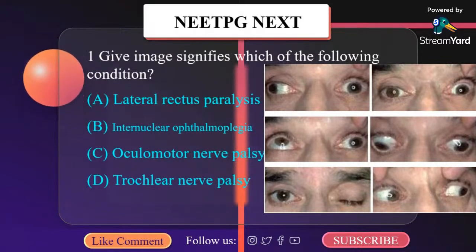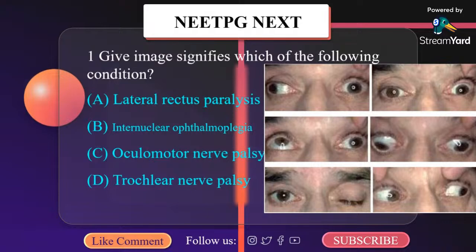If you know the facts, you can easily answer the fact-based questions. And if you are well versed with the clinical case scenarios, it will be very easy. They can ask about instruments also and a few diagnostic tests. So let us begin with the first one.